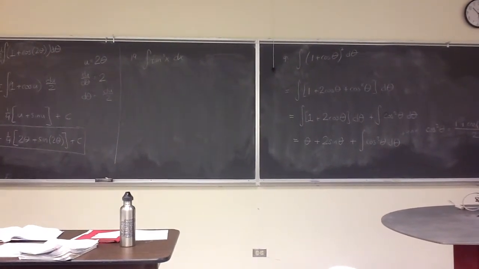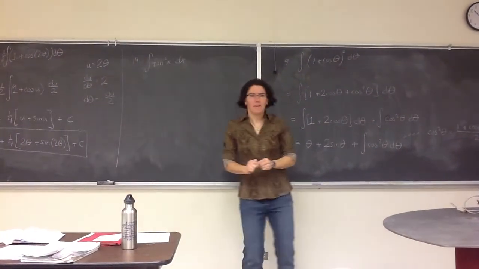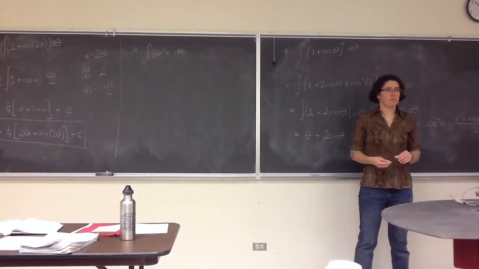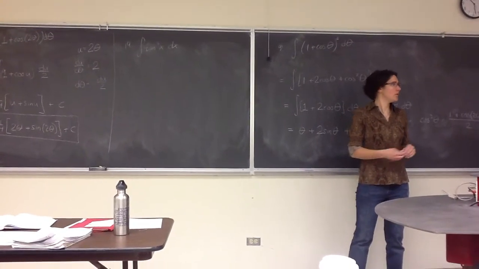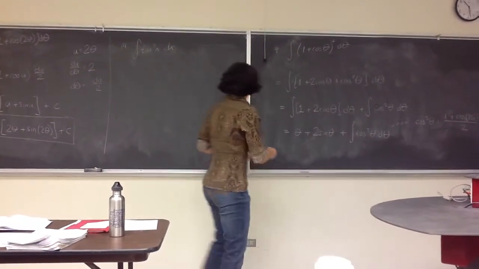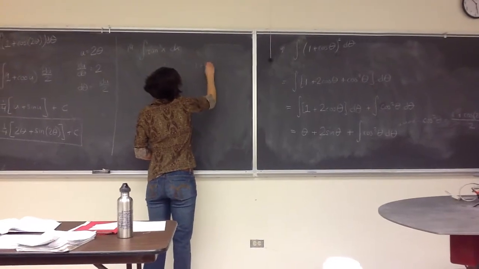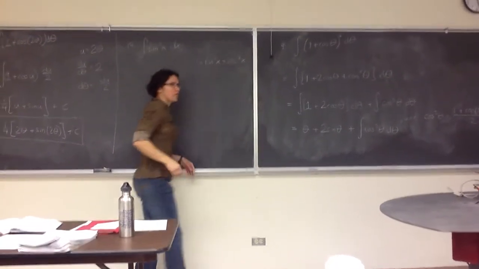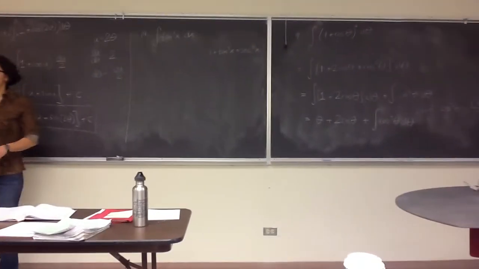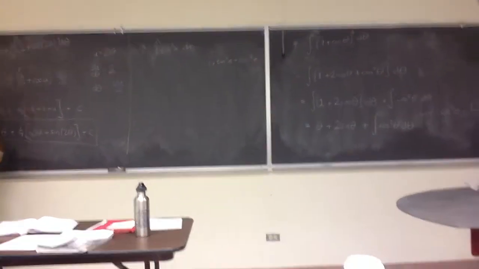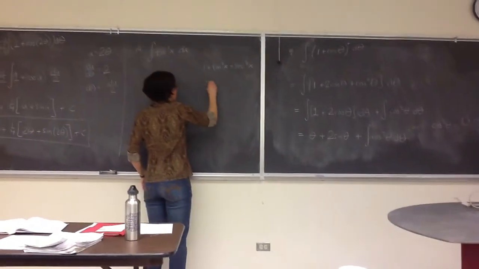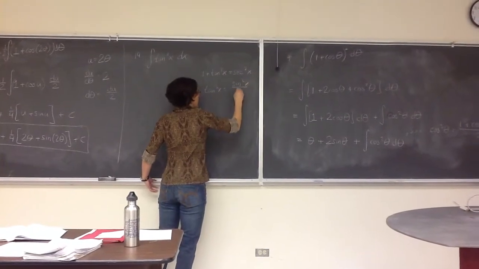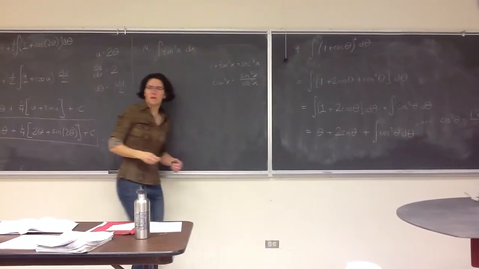Anybody have a neighbor who came up with a trig identity involving tangent squared? My neighbor did. What did your neighbor say? That 1 plus tangent squared equals secant squared x. Okay. Anybody come up with anything different? Sine squared x over cosine squared x. Okay, so tangent squared x is equal to sine squared x over cosine squared x. Any other?